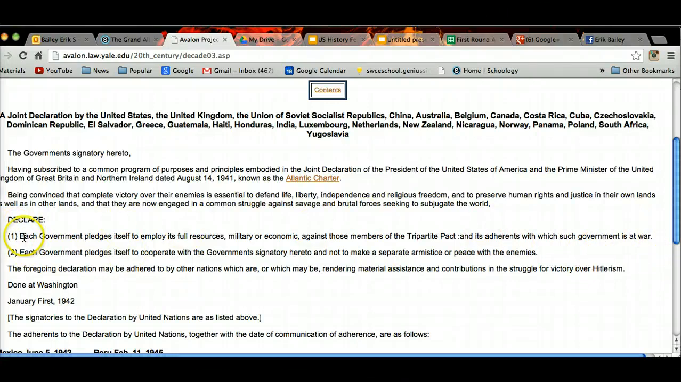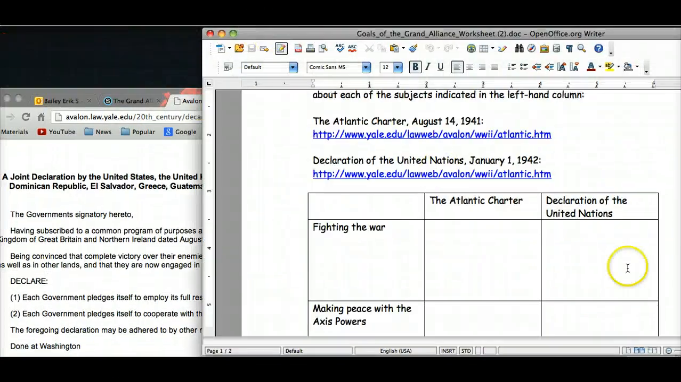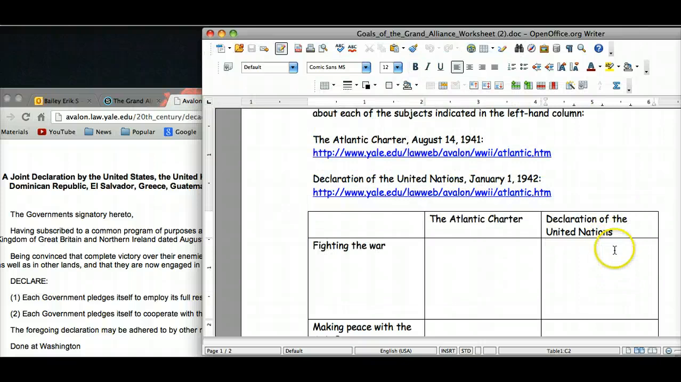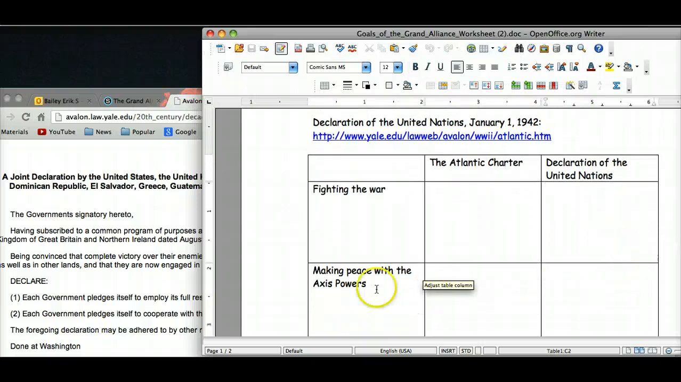And its adherents. So this is what it says about fighting the war, in number 1 right here. So the members of the United Nations are declaring that they're going to do this. They're against basically the Tripartite Pact countries, and they're pledging their full resources basically. So you put that right here under Declaration of the United Nations. Okay, then go on and do these other things.